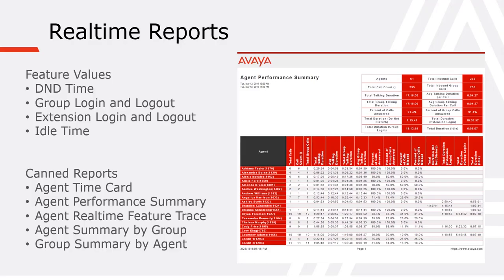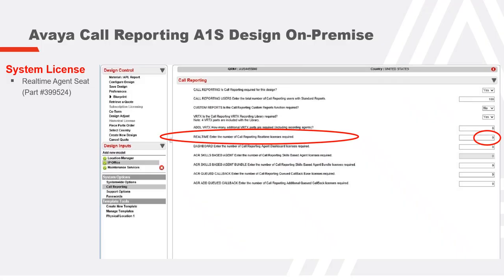From a design perspective, this is easy to design. It's a named license. So how many real-time agent licenses? Again, you're not licensing your supervisors. You're not licensing your wallboards. You're licensing your agents. So you have 10 agents you need to monitor in real time. You need 10 real-time agent licenses.